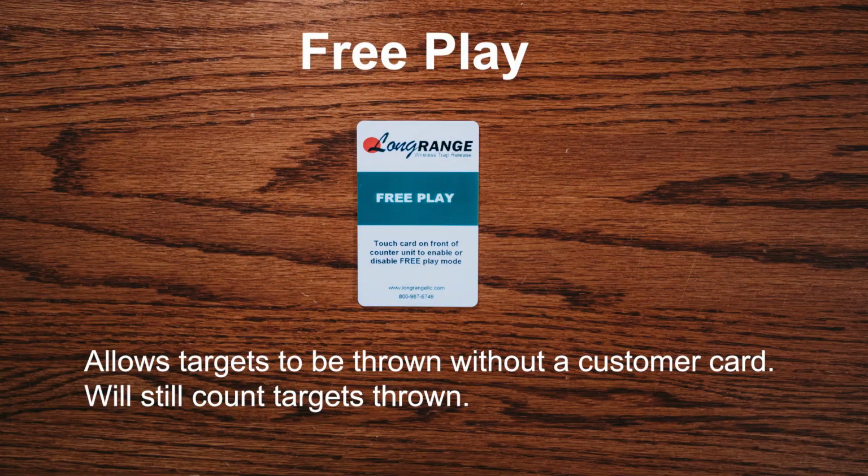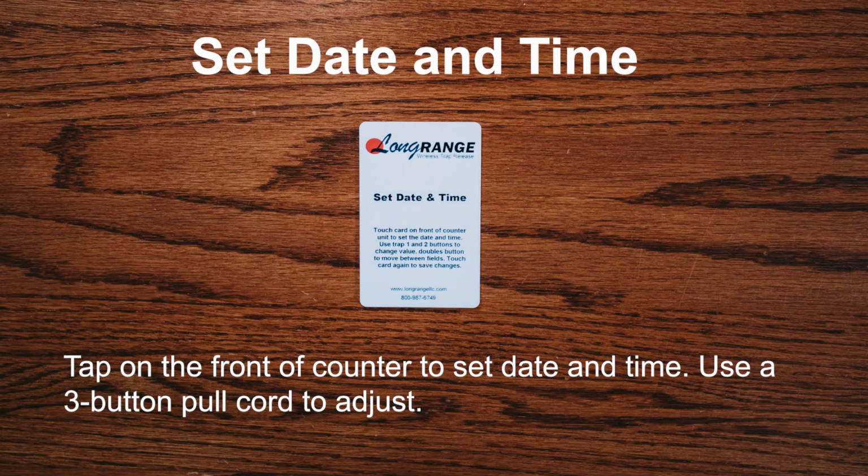The Free Play card allows targets to be thrown without a customer card. The counter will still count targets that are thrown while in Free Play mode. This card can be used on Sporting Clays counters and Trap and Skeet counters. The Set Date and Time card is used to adjust the date and time on each counter. This card is used on Sporting Clays counters and Trap and Skeet counters.